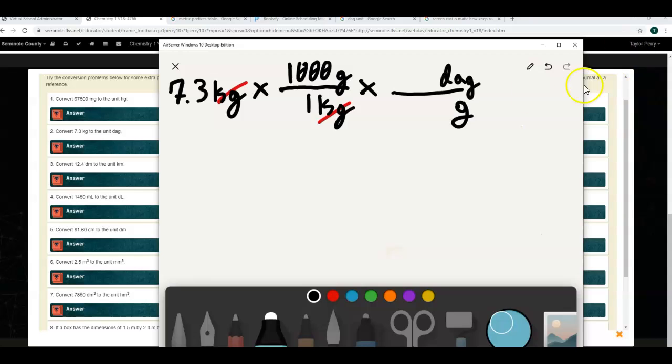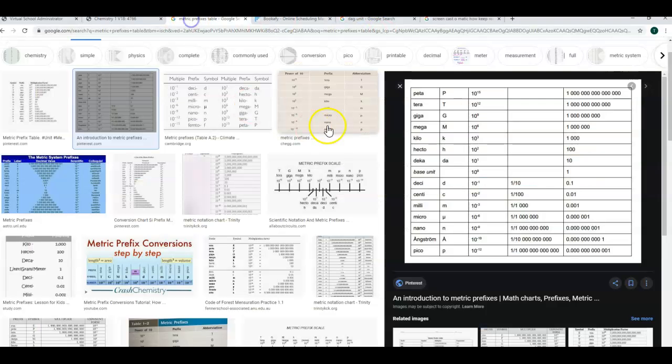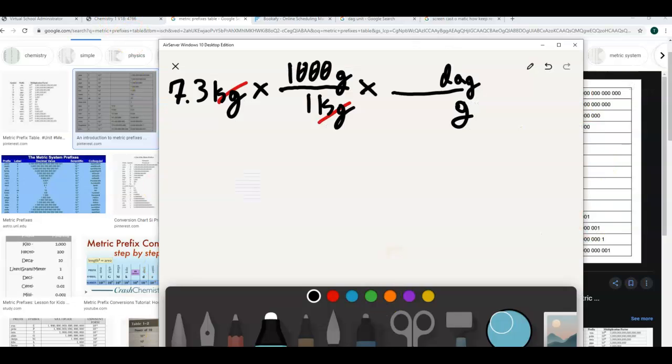Okay. Next step is to figure out what numbers go here. All right, so I'm going to go to my metric prefixes table. Let's see, decagrams. This tells me that there are 10 grams in a single decagram. That's what these numbers tell you. They tell you how many of a base unit are in the prefix. So there are 10 grams in a single decagram. And if you look here, these grams will cancel out because we had one on the top and one on the bottom.